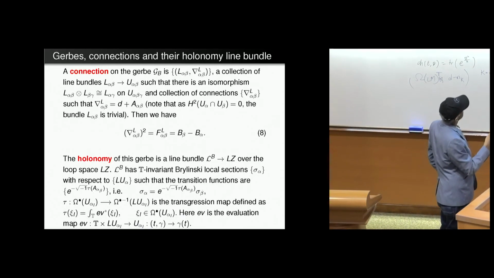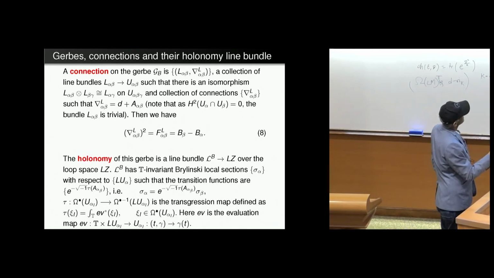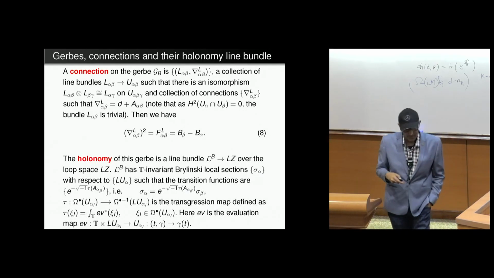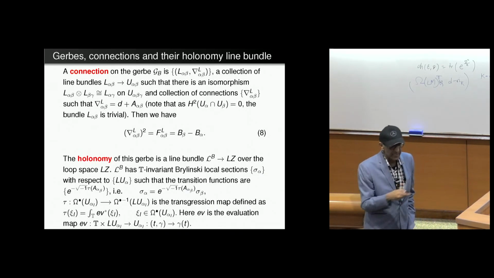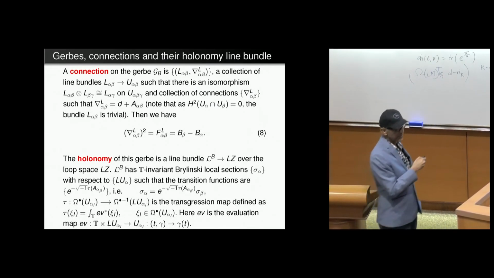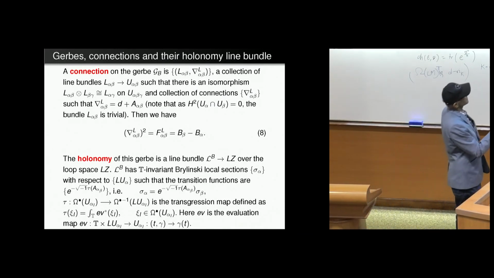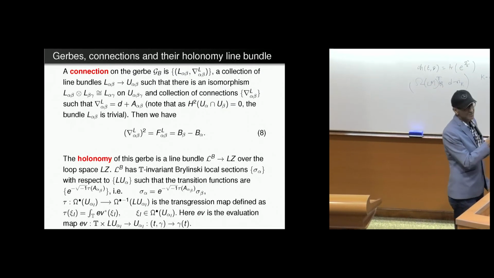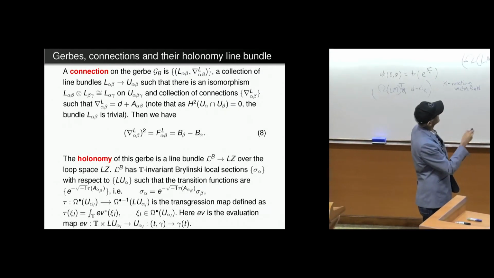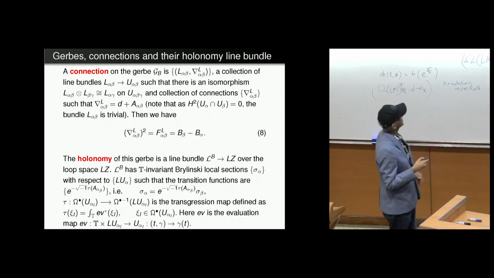The holonomy of this gerb is a line bundle over loop space, and this line bundle has invariant local sections sigma alpha. These sigma alphas are related by e to the minus square root of minus 1 times the transgression of A alpha beta. A alpha beta was the one-form which is part of the connective structure on the gerb. When you transgress it, it becomes a function. This is a one-form, but it becomes a function, and this is the transition function of the holonomy line bundle.